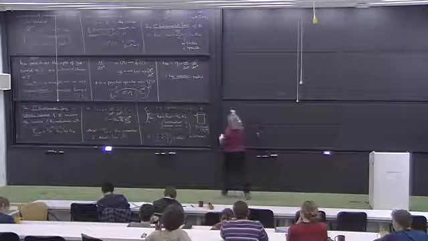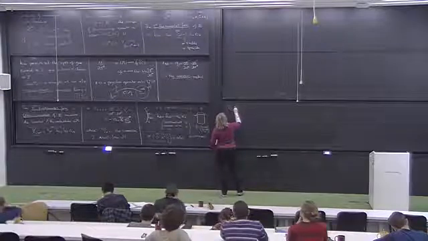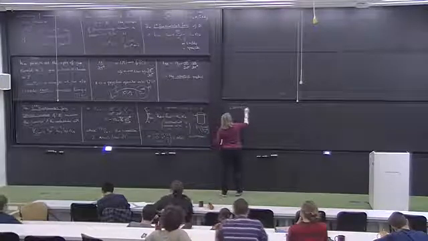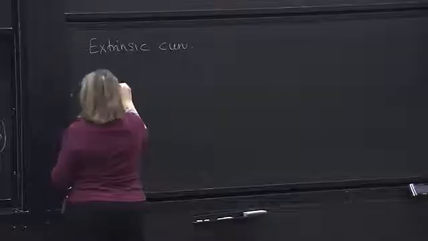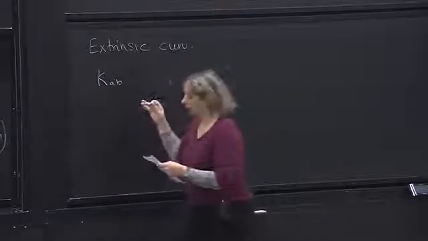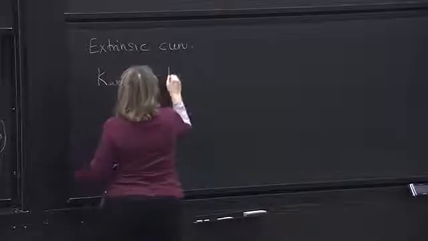So K, the extrinsic curvature, well, we've only got one normal, so we don't need to worry about those little i's.